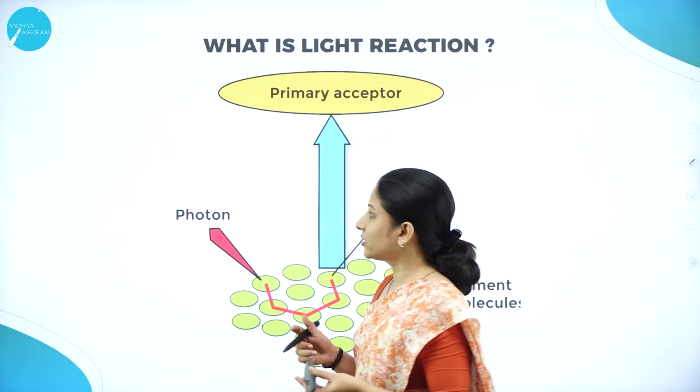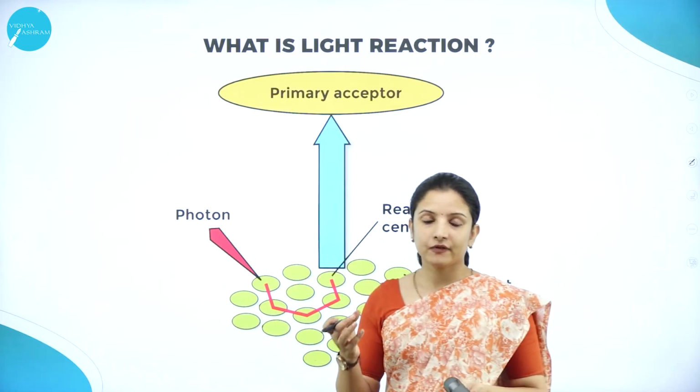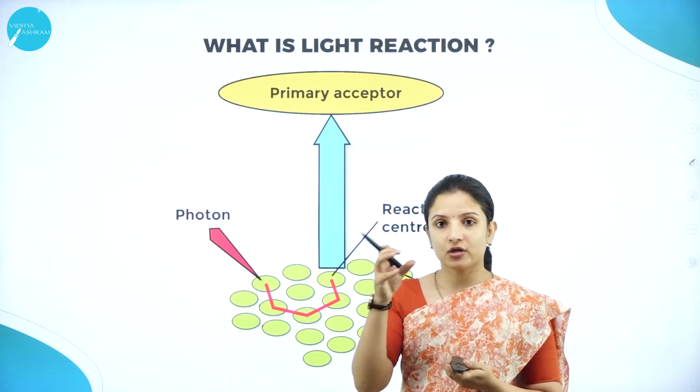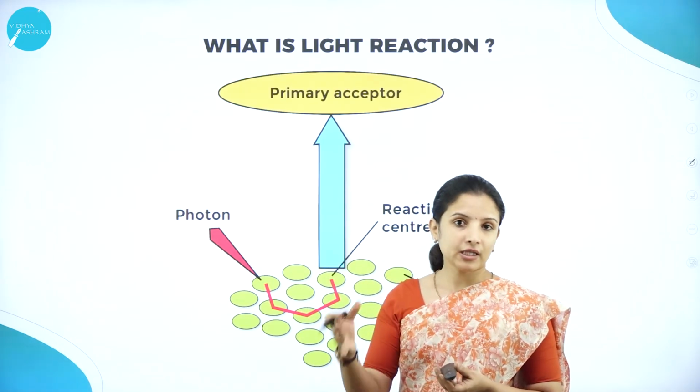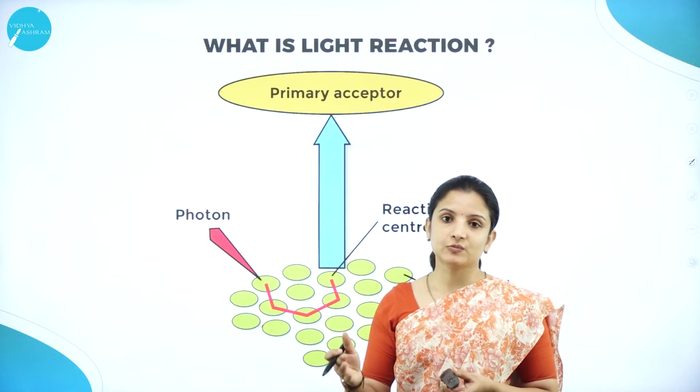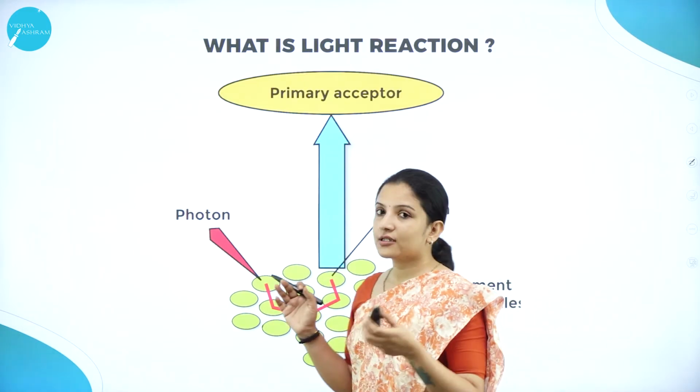It is easy to remember. Green leaf. So G there stands for grana. L there stands for light. So light reaction takes place in the grana. So where is the grana present?